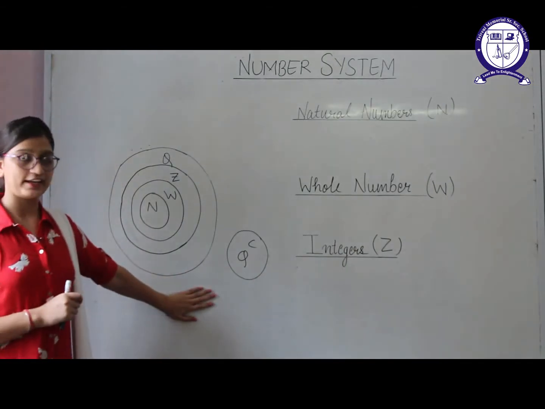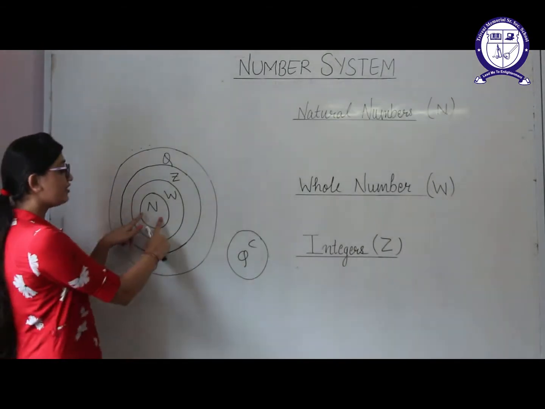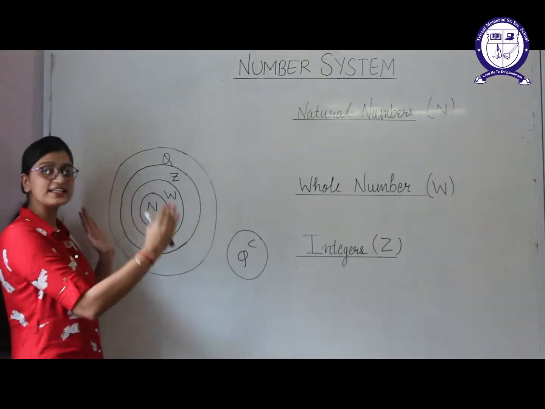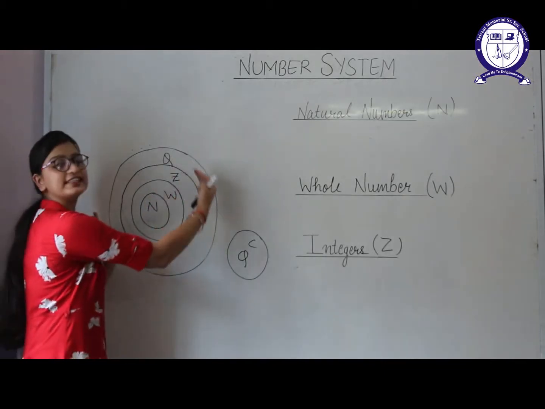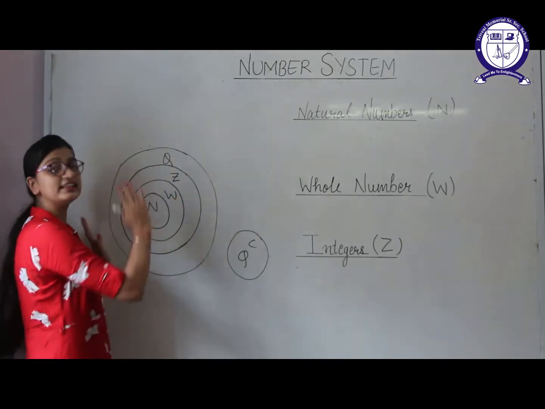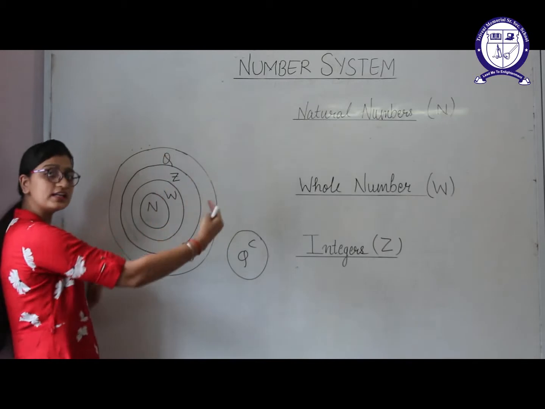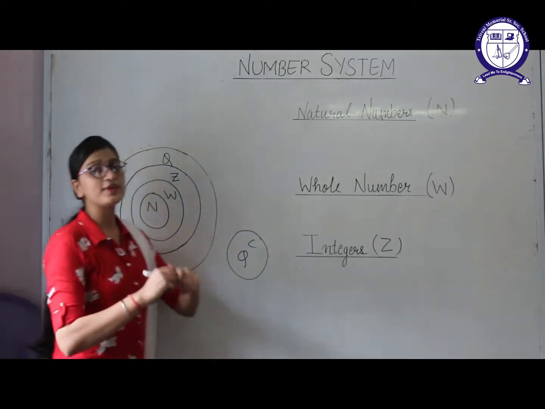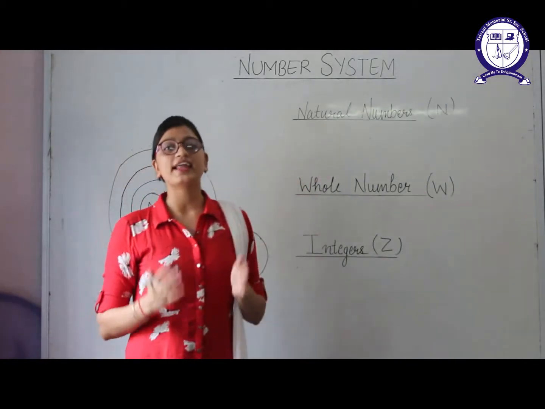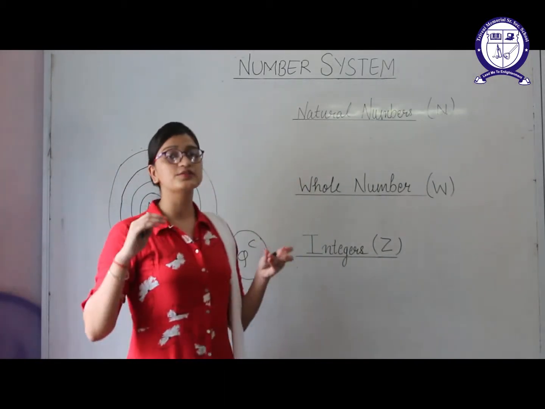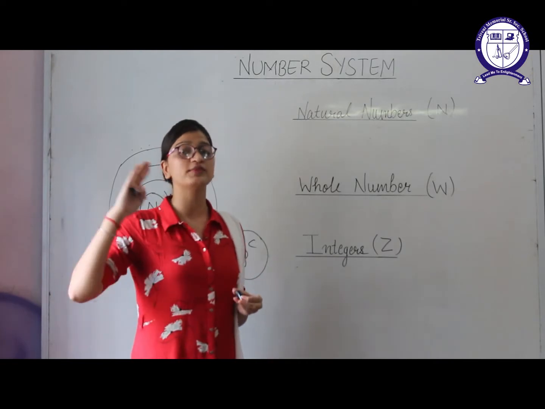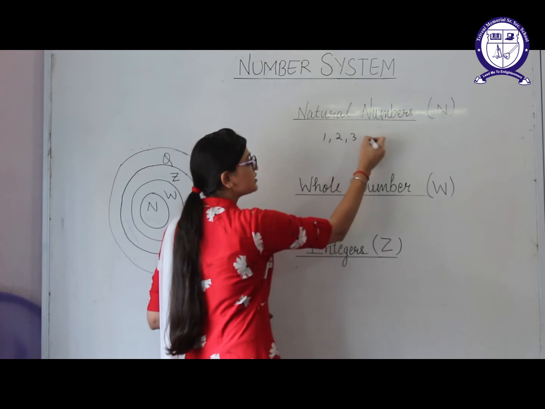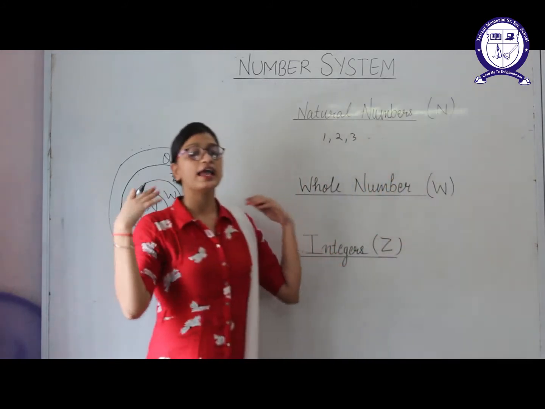So this diagram says that we have a very small set called natural numbers, and a bigger set, whole numbers. It is contained in integers, and then it is again contained in a bigger, larger set, that is rational numbers. So coming to our natural numbers, what are natural numbers? Natural numbers are the smallest set which we have learned from the very beginning, that are 1, 2, 3 and so on. They continue infinitely.